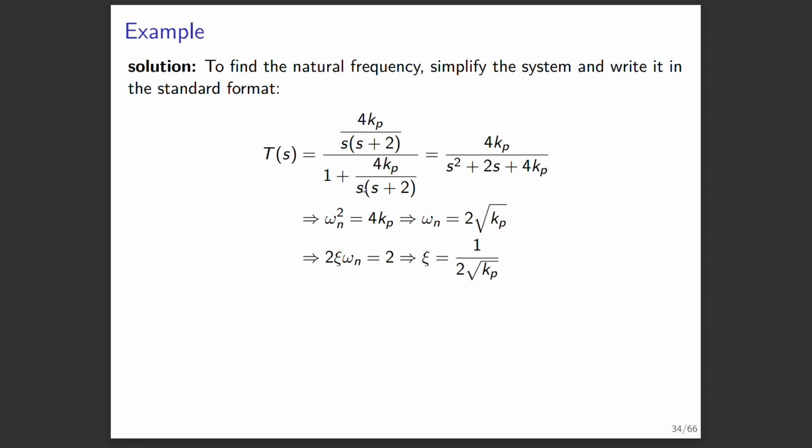And I can multiply the numerator and the denominator by s times s plus 2. And then omega n squared is 4 kp, which means omega n is the square root of 4 kp. And therefore c is 1 divided by 2 square root of kp.